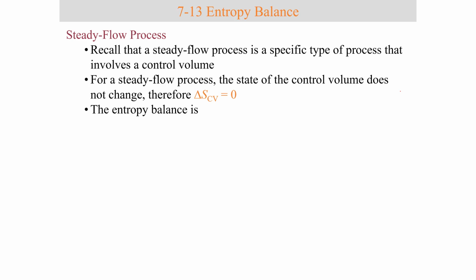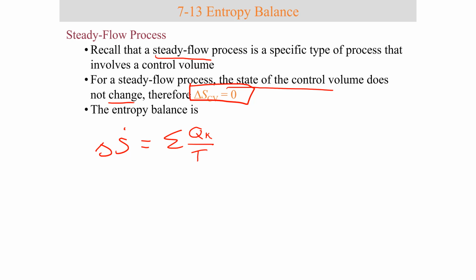In the special control volume case of a steady flow process, the state of the control volume does not change. Therefore, the change in entropy is 0. And so the delta S portion of that equation goes to 0, right? So if I were to rewrite this, the sum of entropy transferred by heat plus the sum entering by mass minus the sum exiting by mass plus the rate of entropy generation.